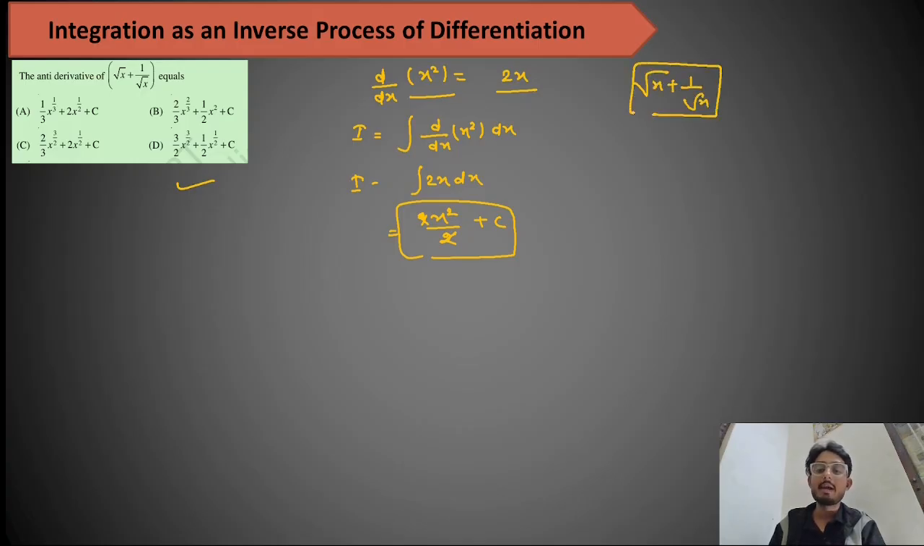So here is an example: root x plus 1 upon root x, and you have to find the antiderivative of it. What does antiderivative mean? Antiderivative, derivative, reverse process of differentiation, all are names of integration. Integration always tells about the whole, not a particular space or an instant of time. Differentiation, as we already know, always talks about an instant of time.